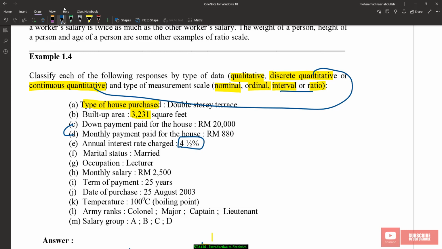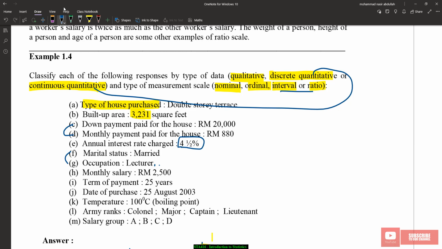So marital status, married, single, divorce. Qualitative. It's a qualitative under? Nominal. Occupation, lecturers. For example, lecturers, lagi apa? Police, nurse. So this is the same as this one lah. Qualitative, nominal. Monthly salary? Discrete quantitative. We can say as a discrete quantitative jugalah.